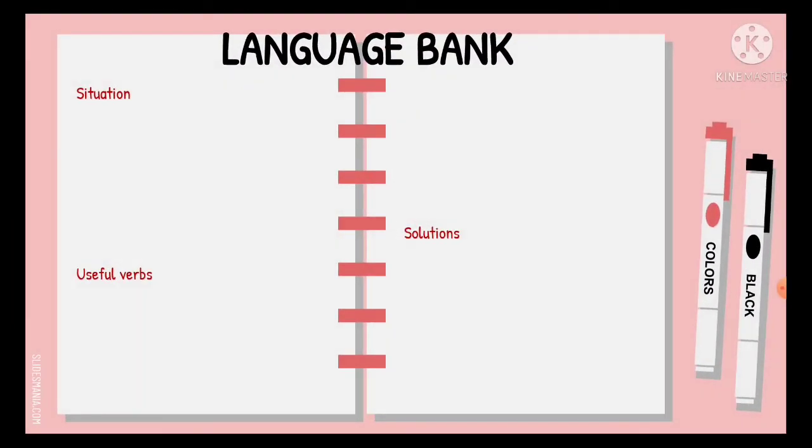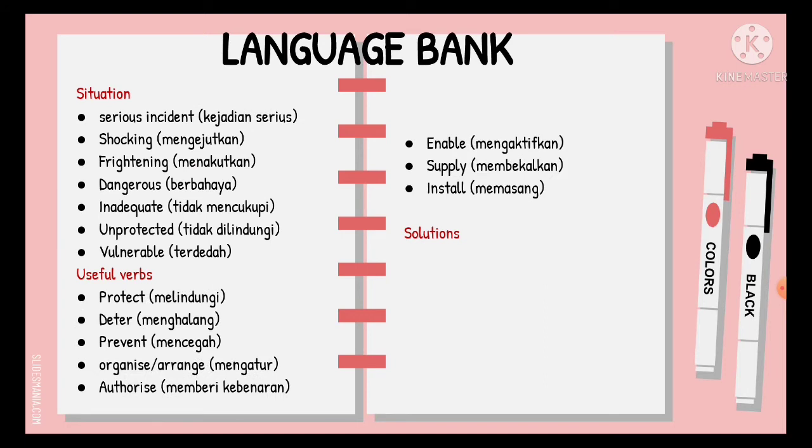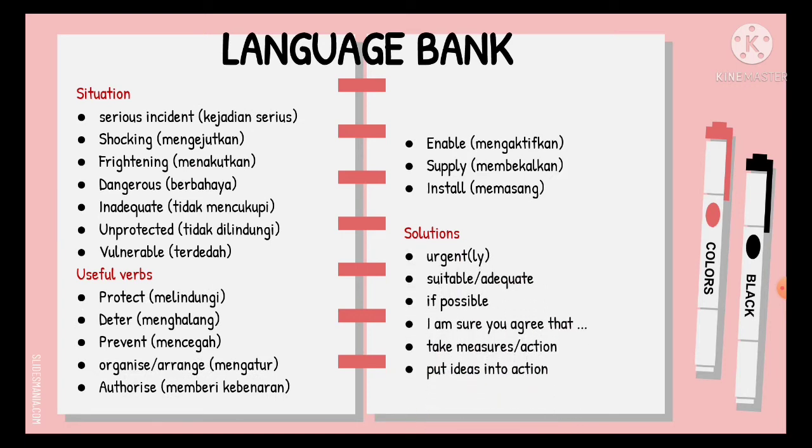Here are our language bank for this question. Okay, I have given you the words with the meaning as well, so that you can easily use it. We have serious incident, shocking, frightening, dangerous, inadequate, unprotected, vulnerable, protect, deter, prevent, organize or arrange, authorize, enable, supply and install. And the solutions: urgent, suitable or adequate, if possible. I am sure you agree that, take measures or action, put ideas into action.